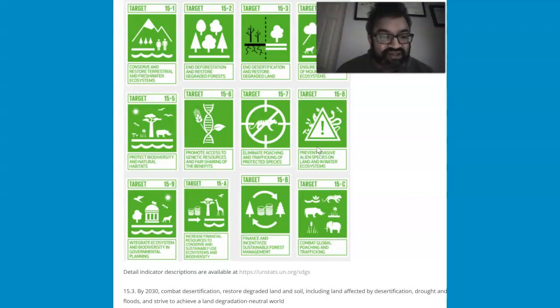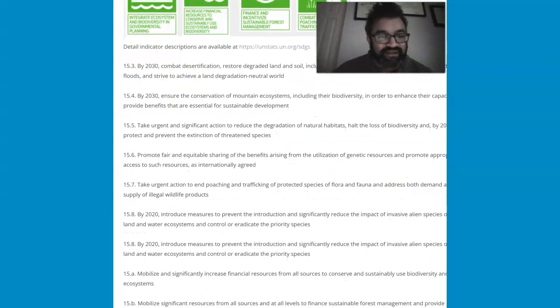increasing financial resources to conserve and sustainably use ecosystems and biodiversity, financing and incentivizing sustainable forest management, and then combating global poaching and trafficking. So A, B, C, the last three, increasing financial resources to conserve and sustainably use ecosystems and biodiversity, and it looks to be that way as well, these are means to achieve targets. So incentivizing financially sustainable forest management is a means to achieve, and then combating global poaching and trafficking. So that sums up the rest of Sustainable Development Goal 15.